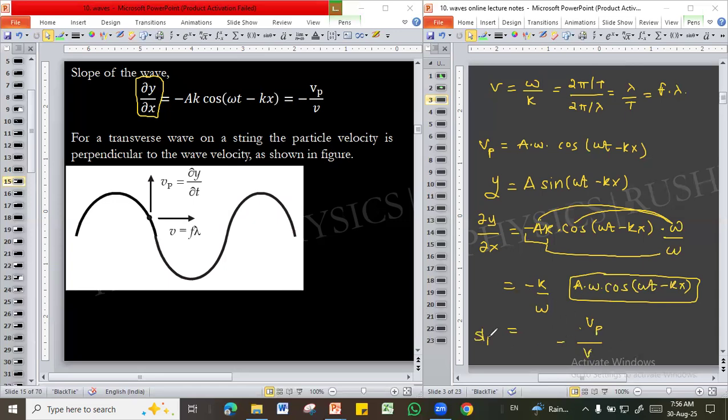So any doubt in this? How to relate slope, particle velocity, and wave velocity? Slope of the wave is the negative ratio of particle velocity and wave velocity. Up to this, any doubt? No, sir.